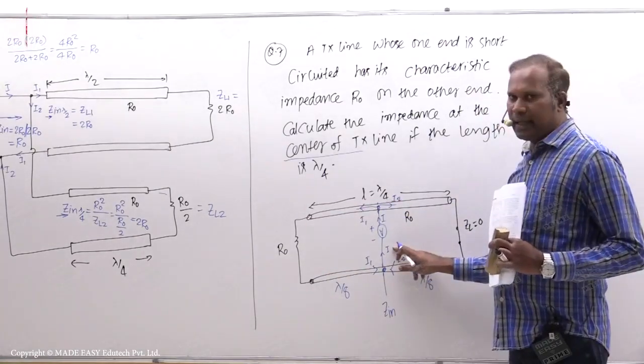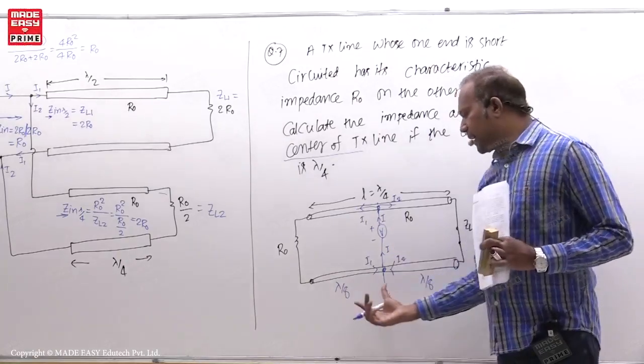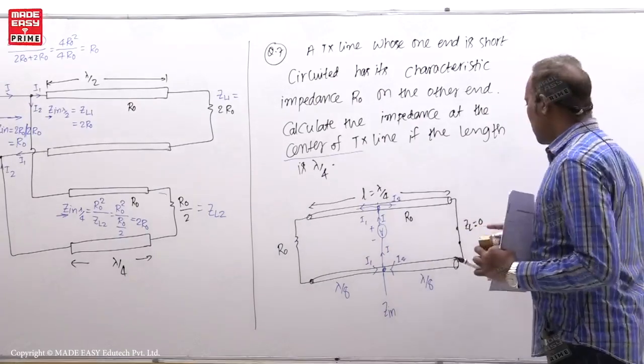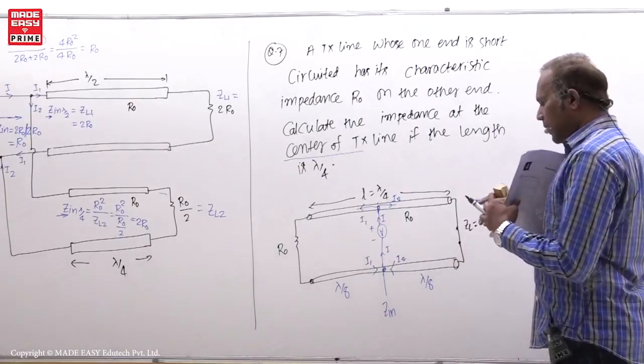I1 current is going like this, coming back. I2 current is going like this, coming back. Again overall current is I. That means this lambda by 8 section and lambda by 8 section, they are in parallel combination. So I can draw here equivalent circuit like this.